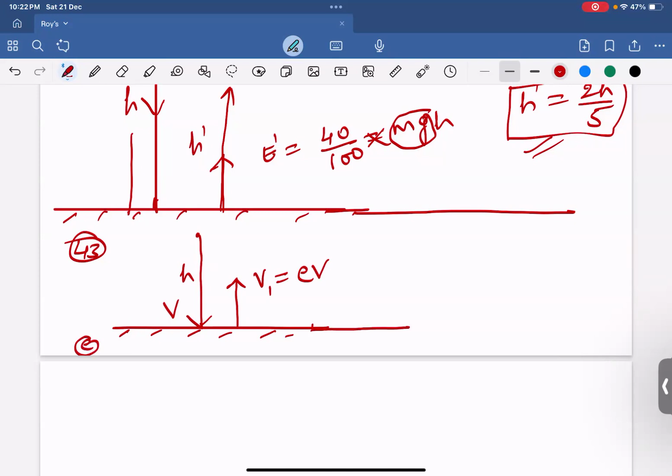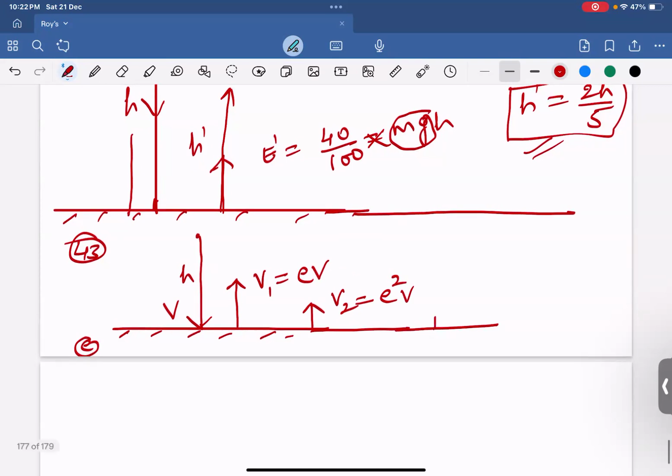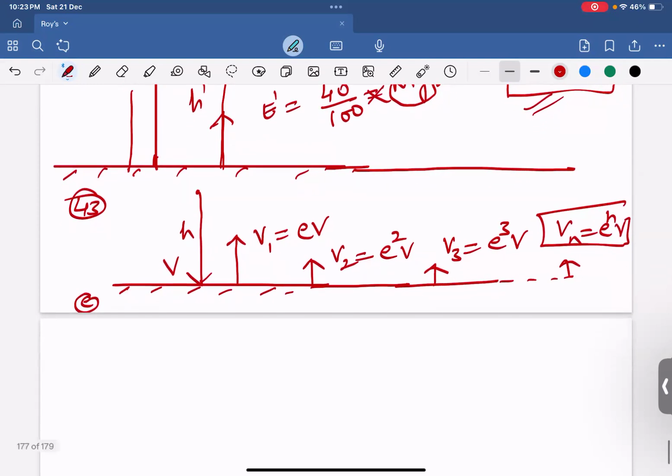If it goes for a second rebound, it will be again e times, so it becomes e square v. If it rebounds a third time, again e times, so the speed after the third rebound is e cube into the actual speed. Similarly, the velocity after the nth rebound is e to the power n into v. So remember this as a formula. Okay.